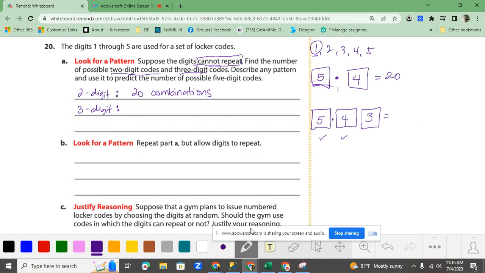And so all you got to do is multiply all of these numbers. 5 times 4, that's 20, times 3, that's 60. So therefore, you will have 60 combinations here. Okay. All right. And then the last one here is describe any pattern. So you should be able to see the pattern here, and then predict how many possible 5-digit codes. So I also need to do a 5-digit code.